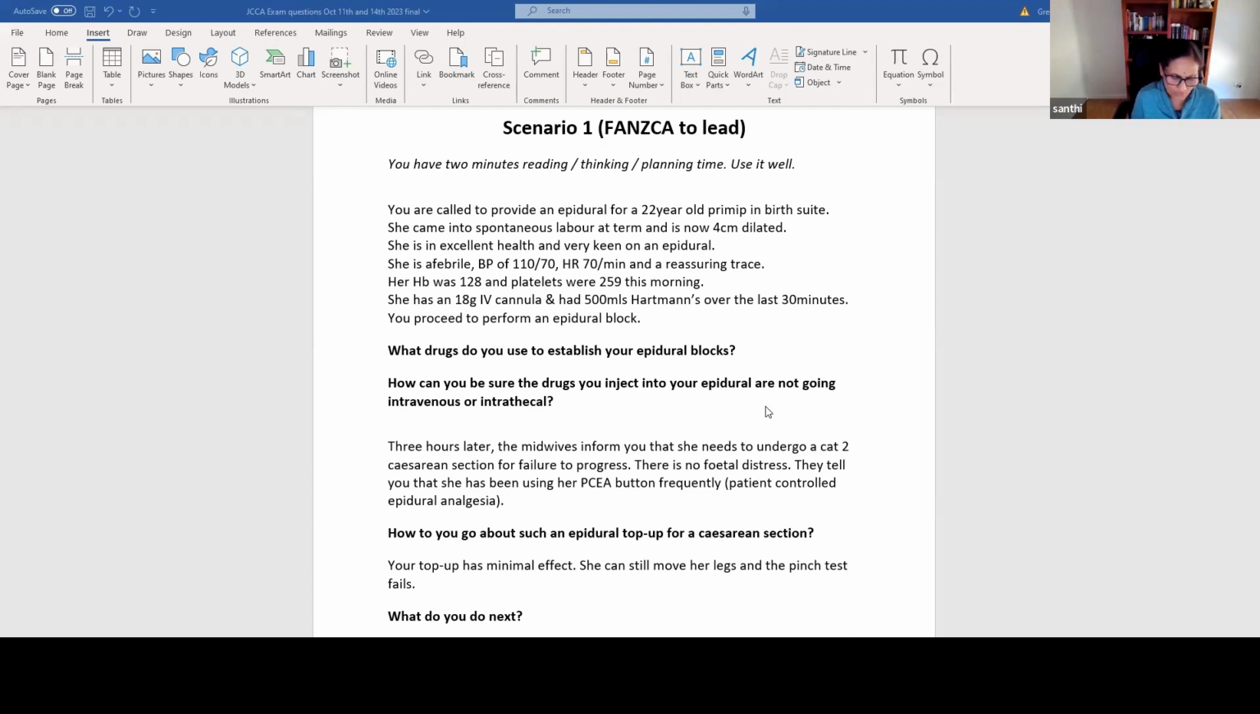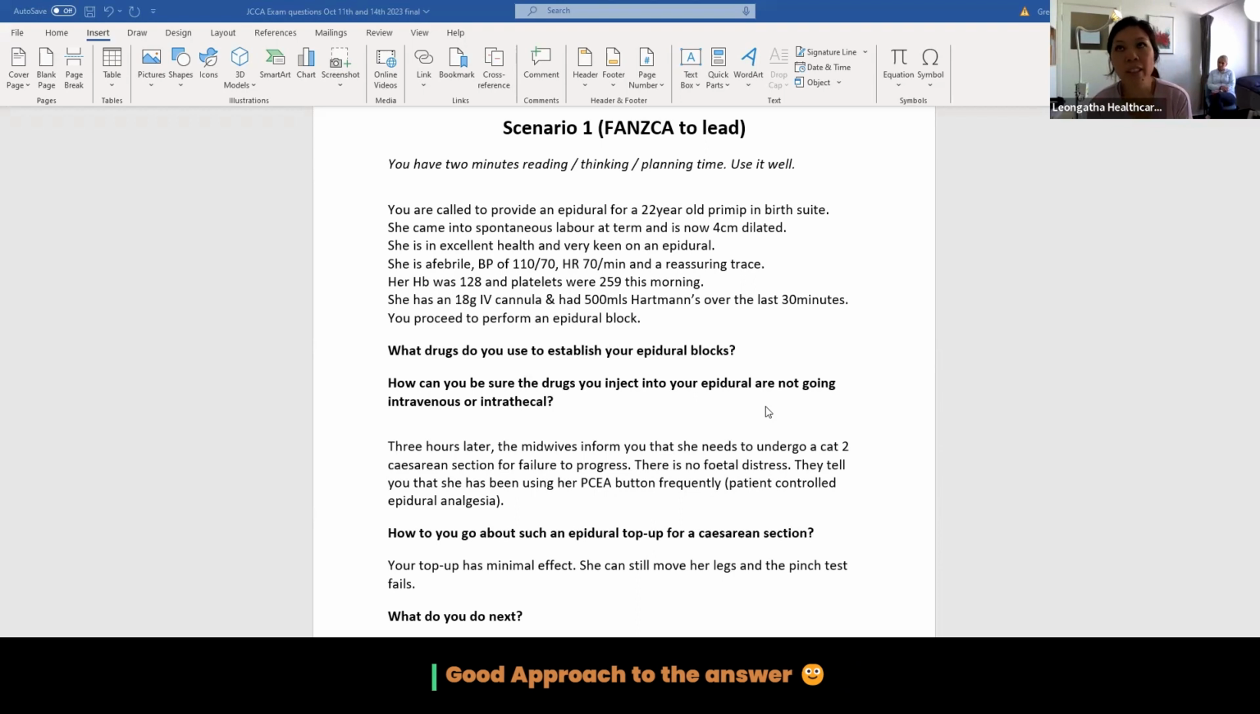Okay. Have you ever used any other drugs to establish your epidural block? That's the standard that I am now used to using. When I was first starting to do epidurals, various consultants would use different things. They'd use lignocaine 1% with adrenaline, 3 mils. So I have used other things before, but this is the approach that I use as a standard.